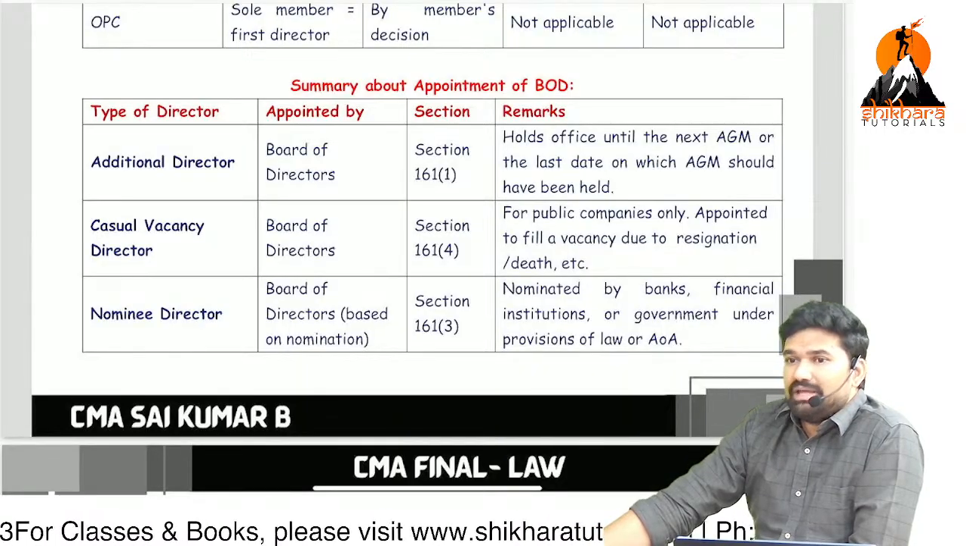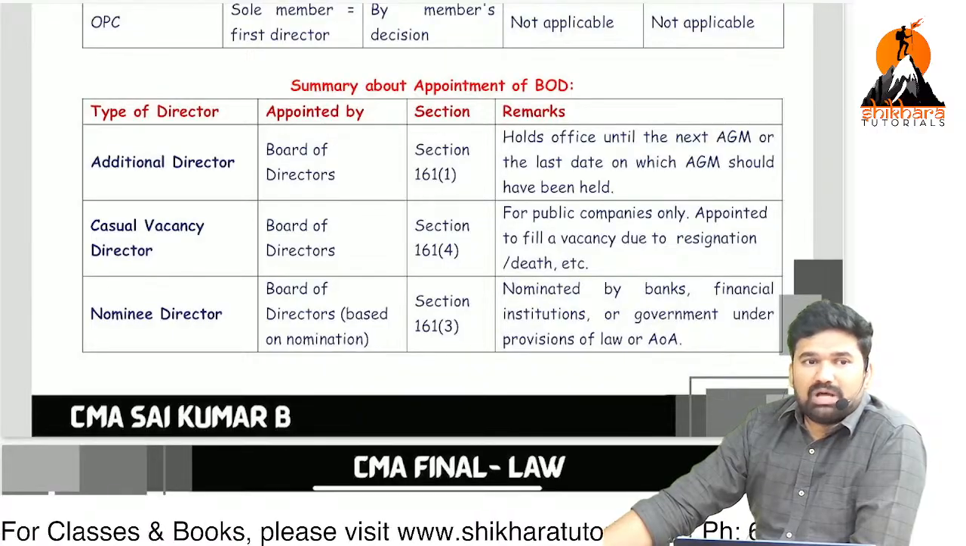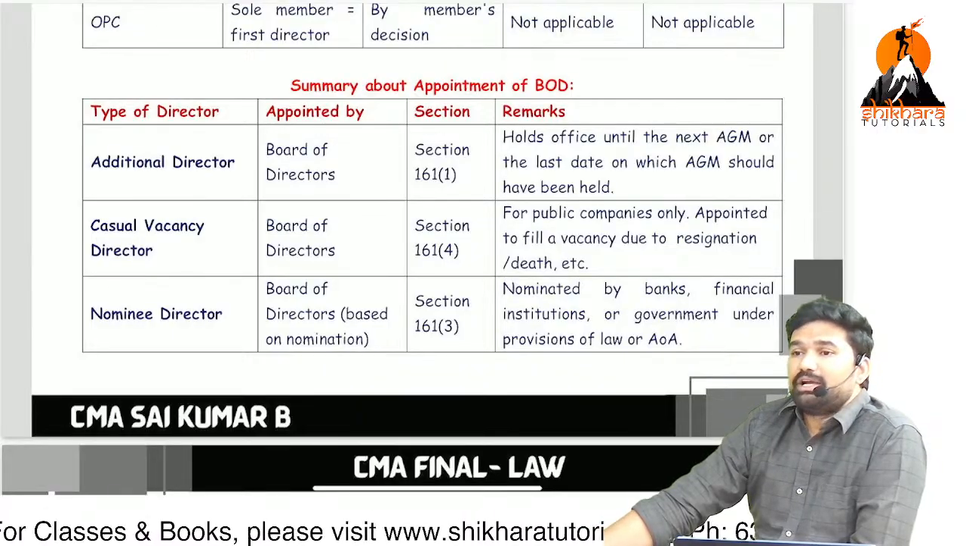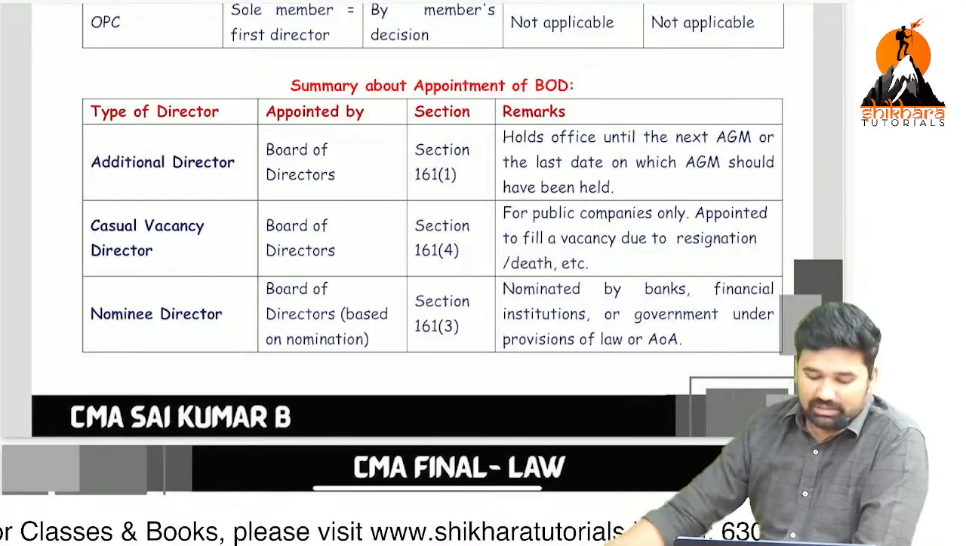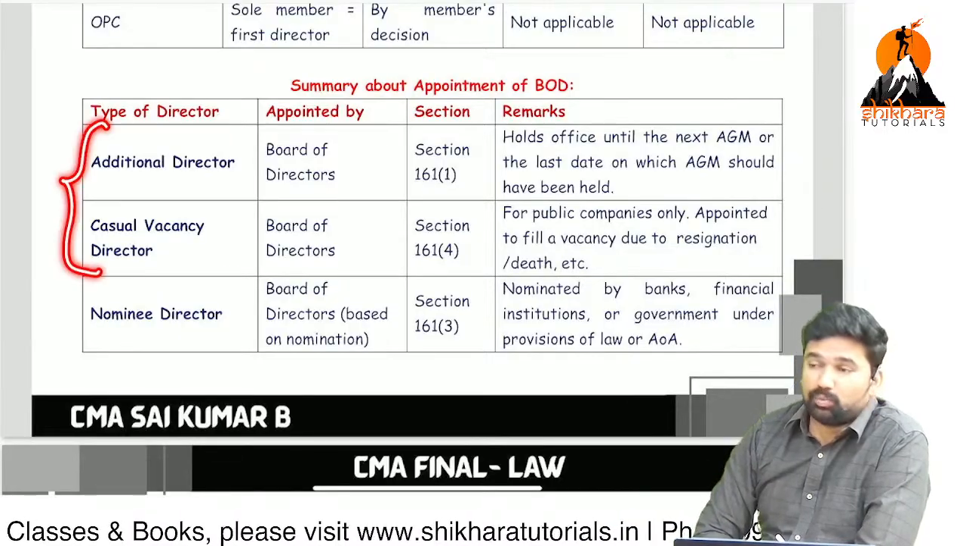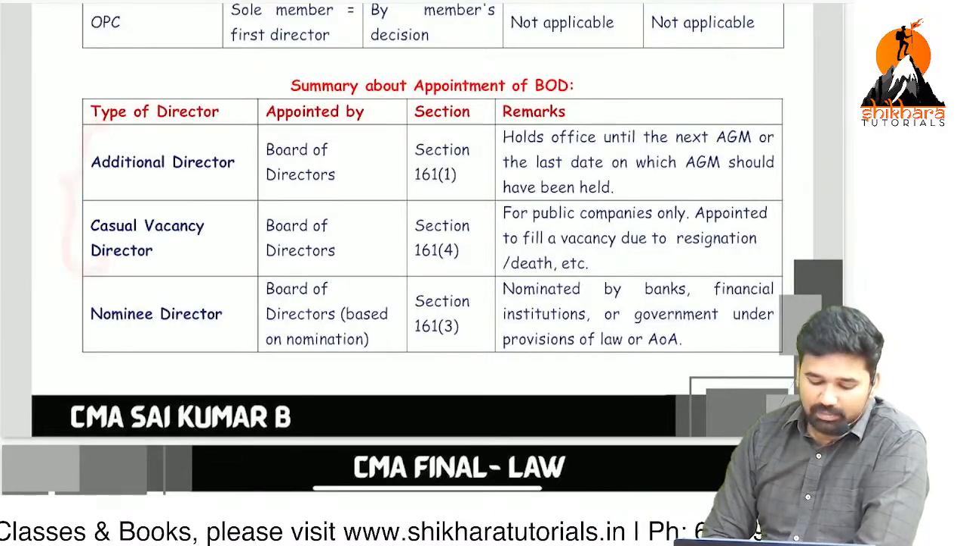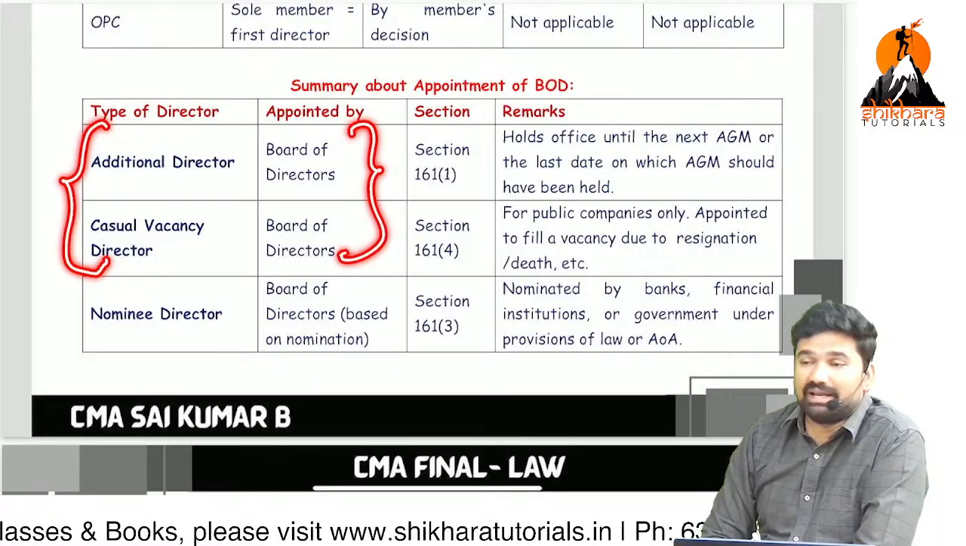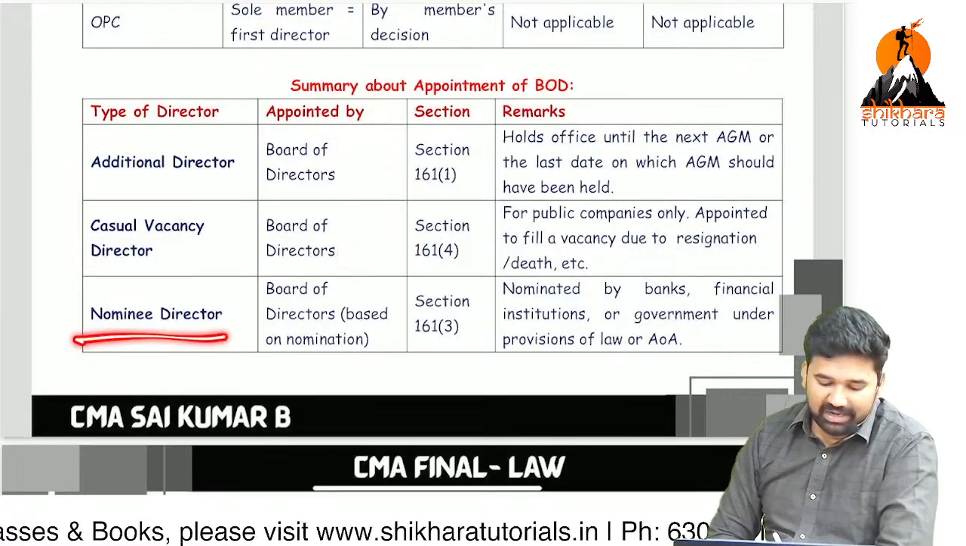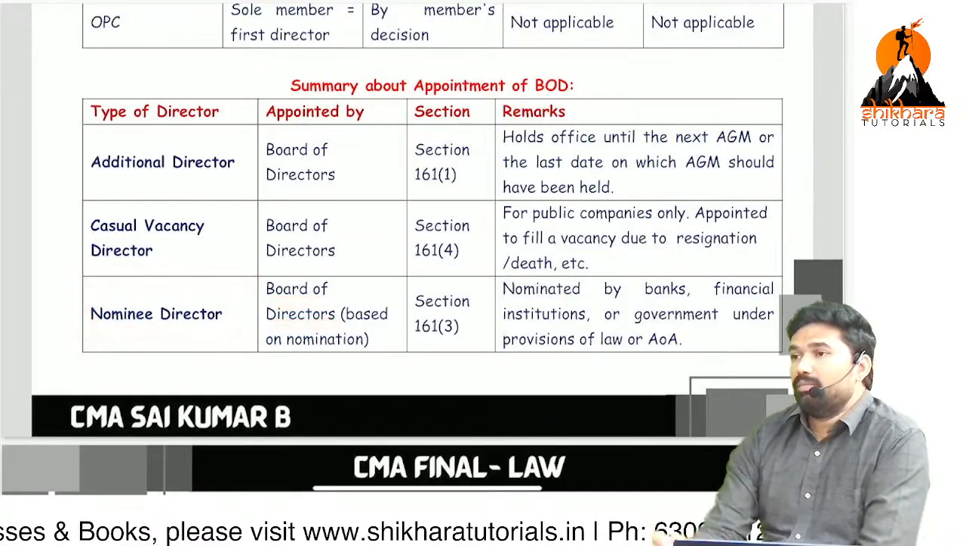Okay, that is why the power, the authority, will be delegated to the board of directors. So are we clear with these 2 points? So why the appointing authority is the board of directors, clear? Third point, nominee director. It is also done by the board of directors.